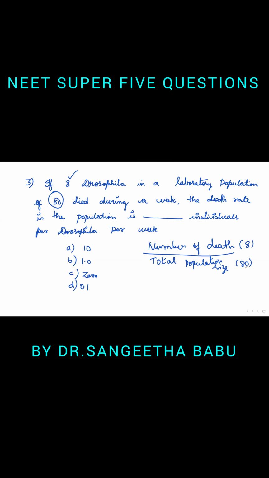So what answer are we getting? 8 divided by 80, obviously 0.1. So in this population, 0.1 of the individuals of Drosophila per week are dying. So next we proceed to the next question.